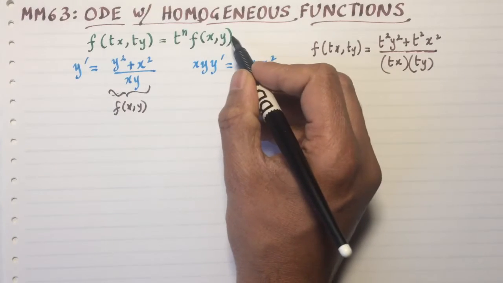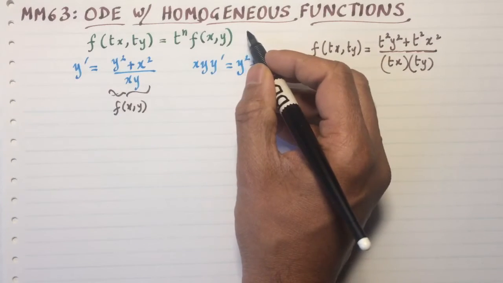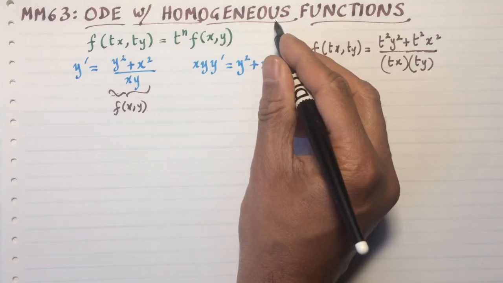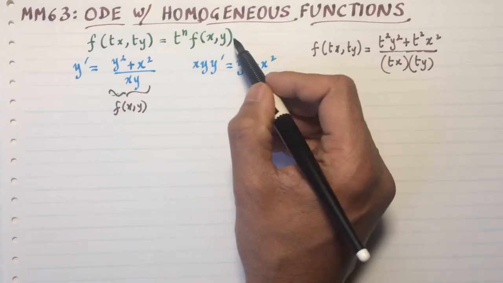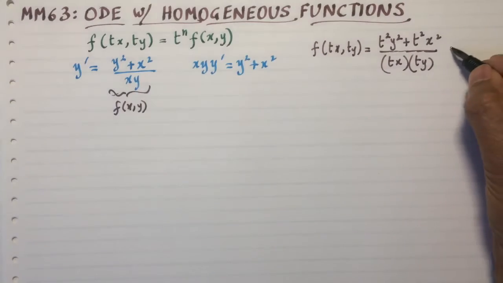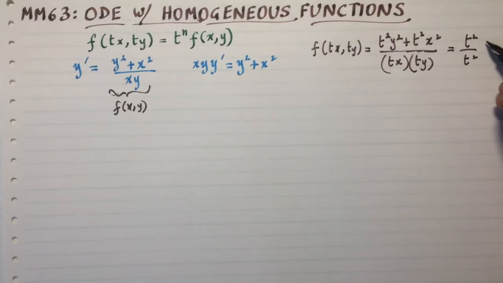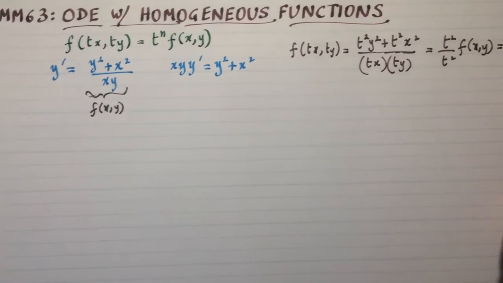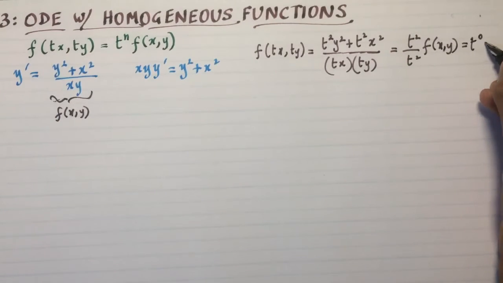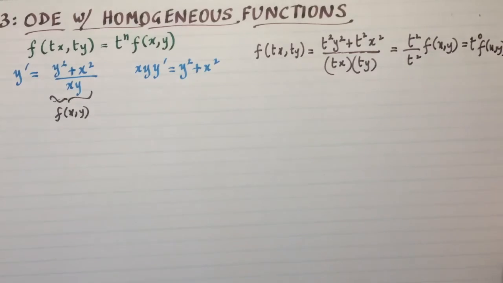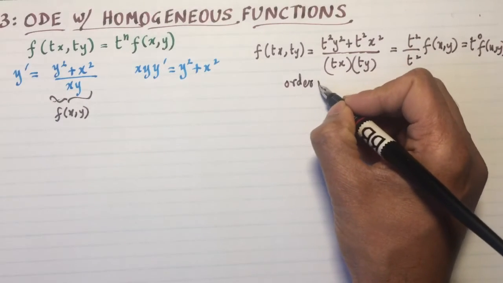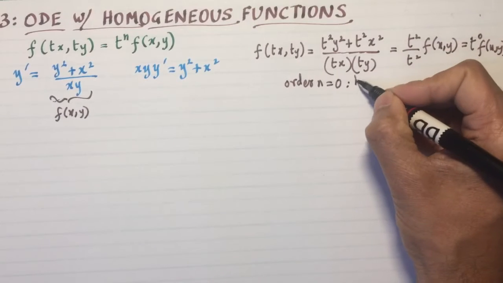So I should say that if the order of homogeneity is 0, the function is said to be simply homogeneous. So this is going to be t squared over t squared times f of xy. So that's going to be t to the power 0 f of xy, and that means the order is 0, which means the function is homogeneous.